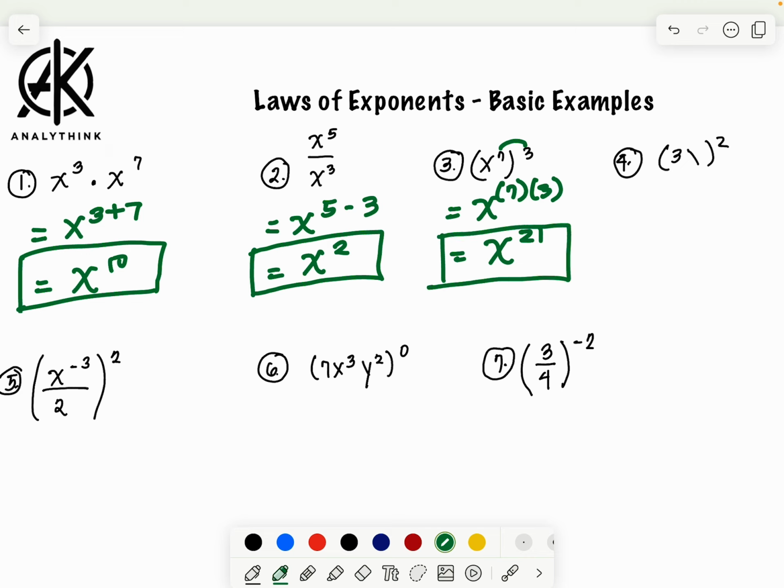Next is power of a product rule. According to power of a product rule, the power outside the parentheses, you can distribute it to each term here. So this becomes 3 squared x squared. So our final answer would be 9x squared.